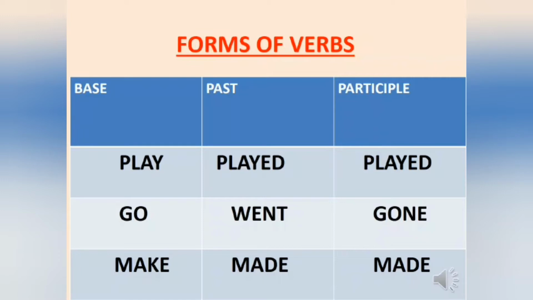Participle is actually perfect tense, and in perfect tenses we always use this third form of verb, as you know. Now go: the second form is went, and the third form of verb is gone. Now make: the second form is made, and the third form is made. So children, have you understood what are the base form, past form and participle form?